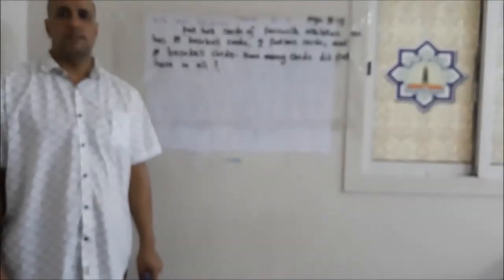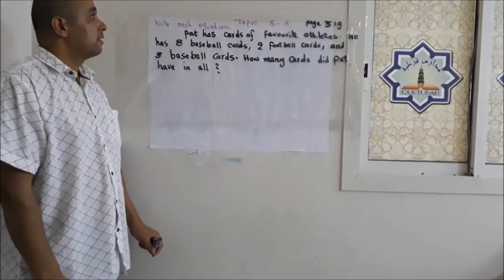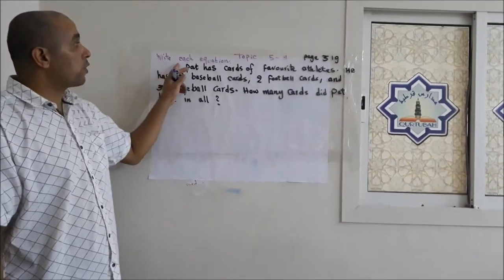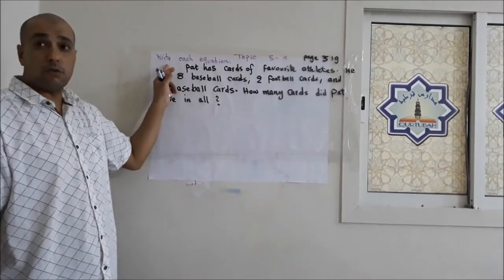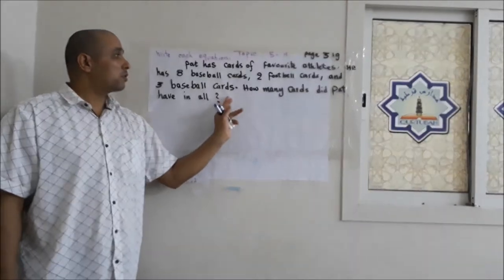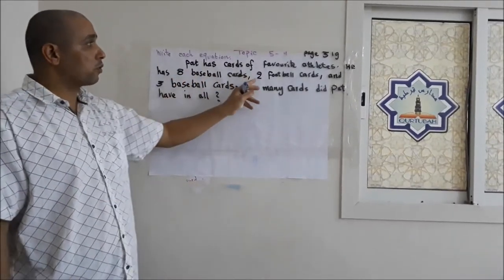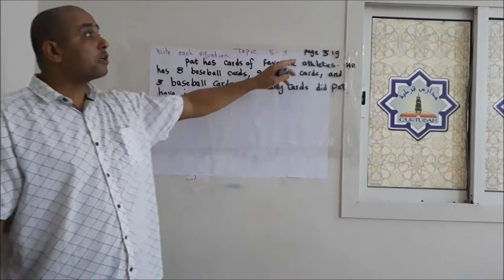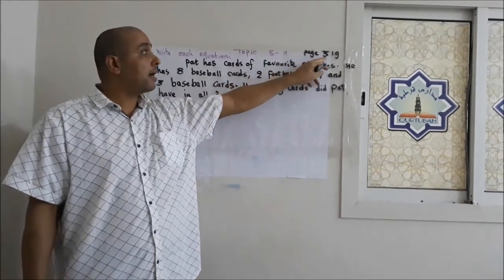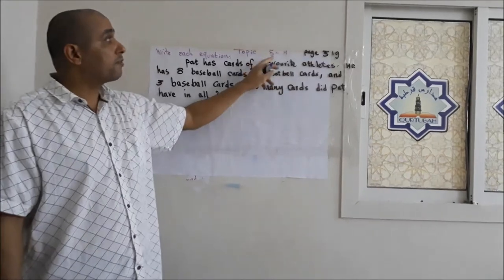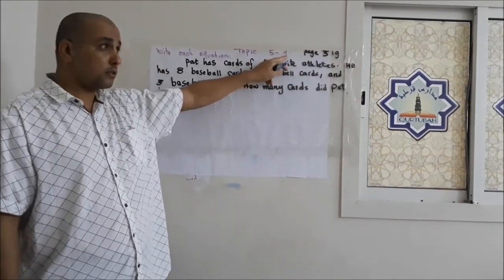Good morning. Now we have a new equation about how to add different figures, different numbers together. We're going to start our class from page 319, topic 5 in your student book.